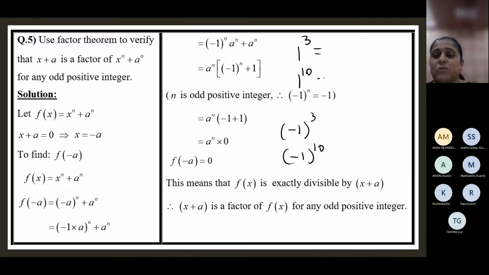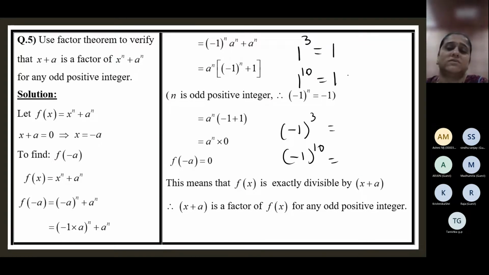All right, let's evaluate them. 1 raised to an odd power. See, it is positive 1. Then how can you get -1 as the answer? When the base is positive, you cannot get a negative answer. The base is positive. What are exponents? You multiply the base some number of times. 1 to the power 3 means multiply 1 with itself 3 times. 1 into 1 into 1 is 1. 1 to the power 10 means multiply 1 with itself 10 times. 1 into 1 into 1 into 1 into 1, 10 times.